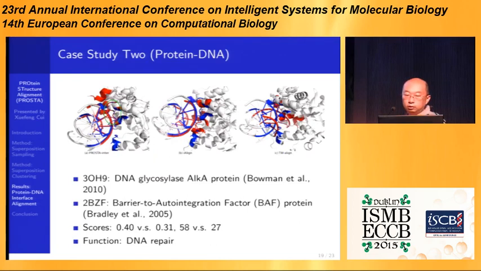showing that, again, we have a higher alignment score compared to that of iAlign, and the number of conserved contacts is higher comparing our alignments and their alignments. Also, this is supported by literature because both of these proteins are playing roles in DNA repair.